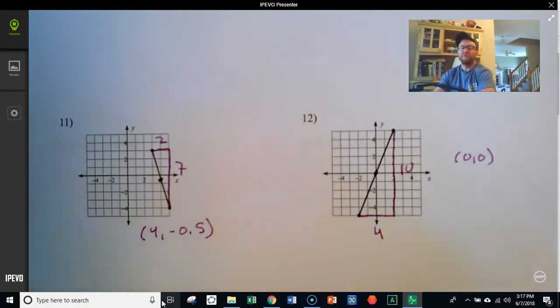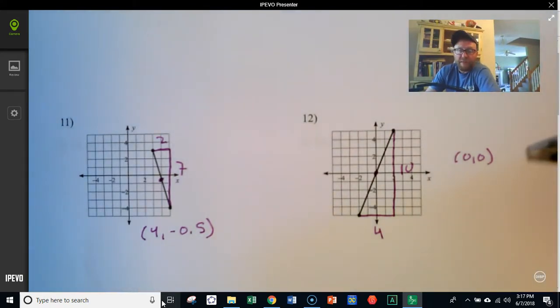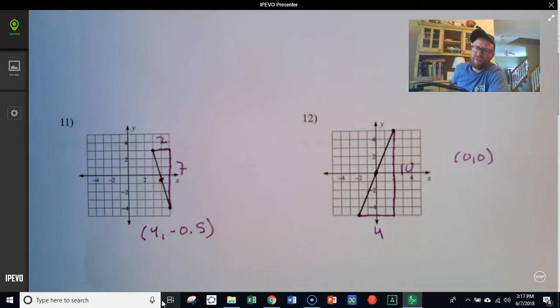Okay. So the trick here, the midpoint is halfway over and halfway up. So you have to figure how far it is all the way over and all the way up. And then just take one of the endpoints and count over, halfway up. That's where your midpoint's going to be. All right. Good luck with this.